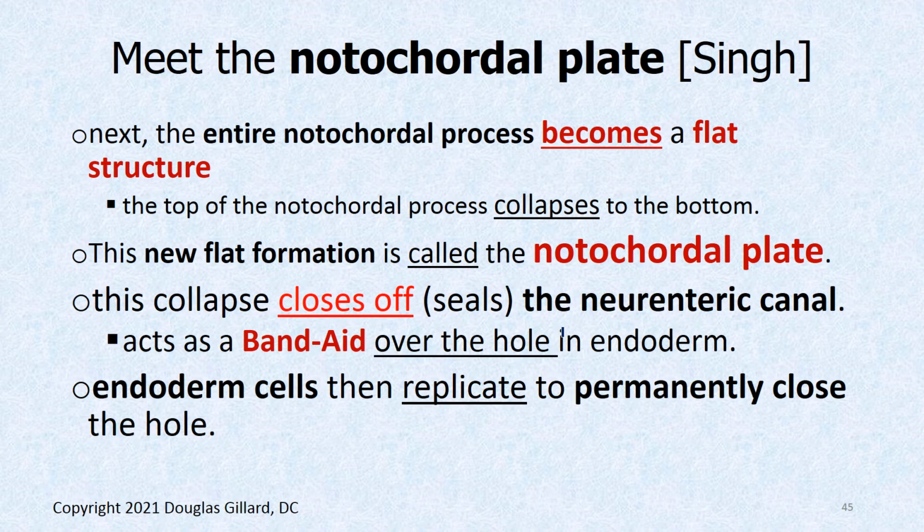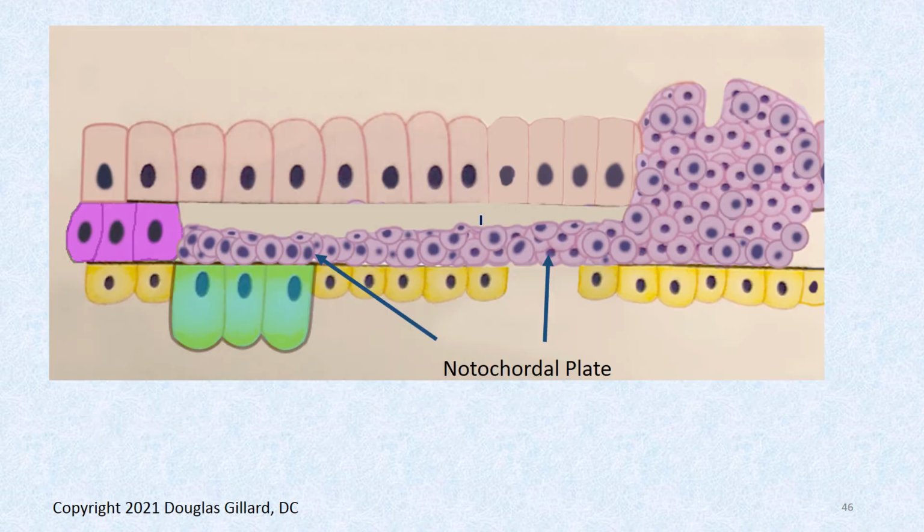Okay, so now what's the deal with this notochord? We have a hole, that neuroenteric canal. We need to plug that, right? So the juices have mixed, and now it's time to plug that thing up. The next thing that happens is our notochordal process drops and flattens to basically put a band-aid over that neuroenteric canal. And that's exactly what happens. You see that all the cells have dropped and formed a plate, and our hole is now closed.